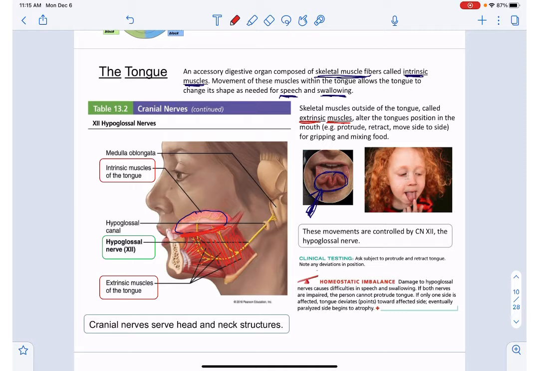So go ahead and stick your tongue out. Now bring it back in. Now move it side to side within your oral cavity. The reason you're able to do that is because of these extrinsic skeletal muscles. And one thing that I want to point out is that because these are skeletal muscles, we have voluntary control over them. We can voluntarily control the muscles within our tongue as well as these extrinsic muscles.